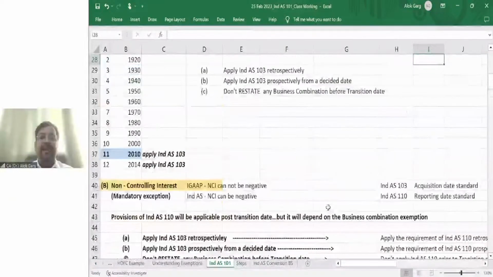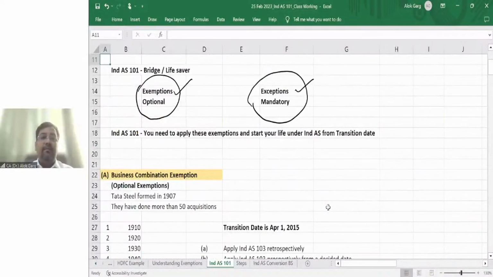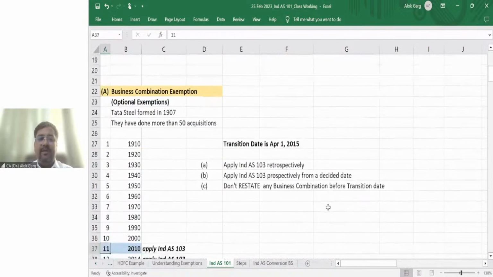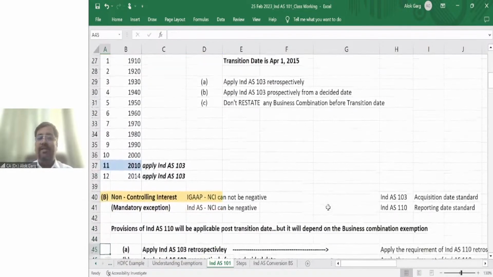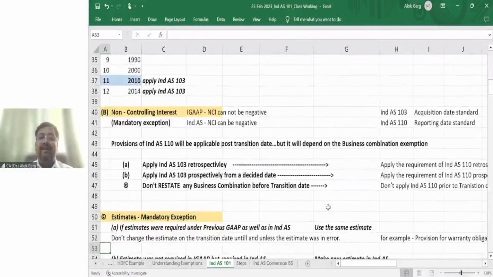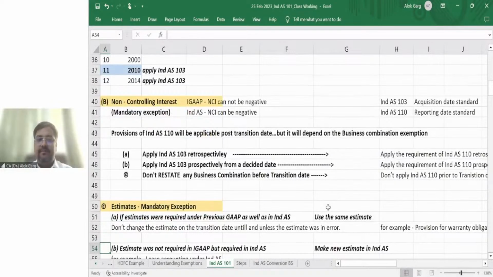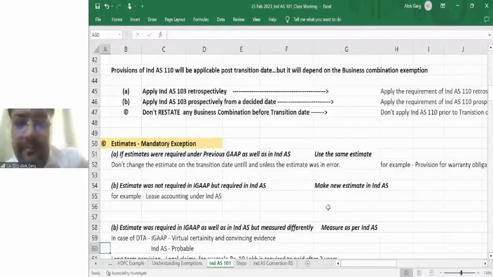Friends, we have discussed three: exemption and exception. Business combination is an optional exemption. Then non-controlling interest is a mandatory exception. Then estimate is a mandatory exception, right? Clear?